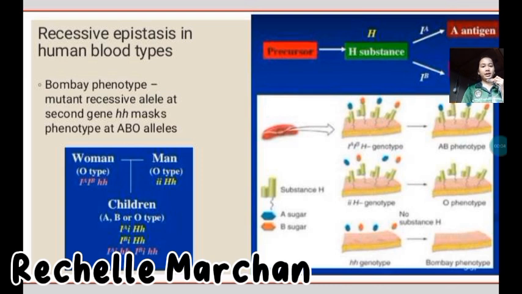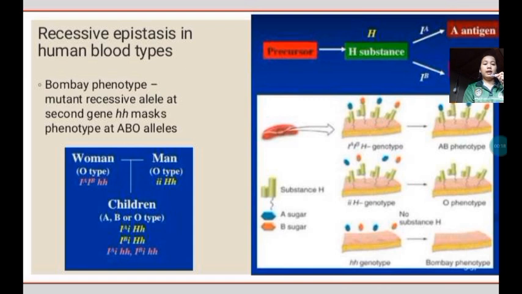Good day, sir. My name is Rachel Maata Marchand, and today I am going to report my assigned topic, which is recessive epistasis in human blood types. So first, recessive epistasis occurs if the recessive allele of one gene hides the expression of all alleles of another gene.